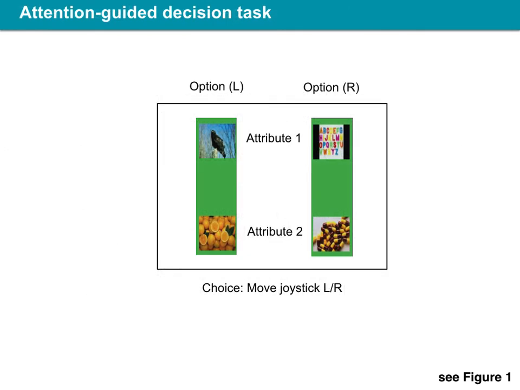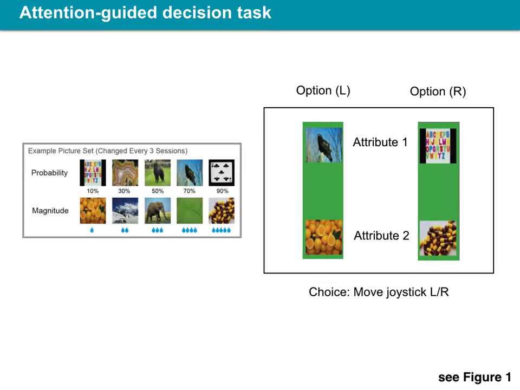Okay, so that's the story, and here's how we're going to get there. So the task works like this. Subjects have to choose between 2 options, one positioned on the left and one positioned on the right, which are framed by those green rectangles. And each option consists of 2 pictures, and those pictures provide the subject with information. One picture tells the subject about the amount of juice that they'll receive if they choose that option, but the other picture tells the subject about the probability with which they'll receive that juice.